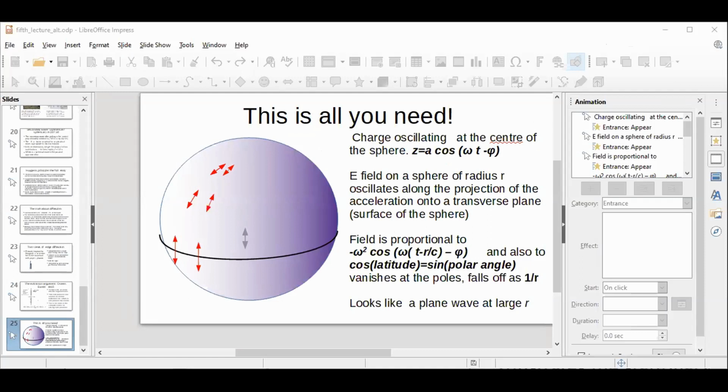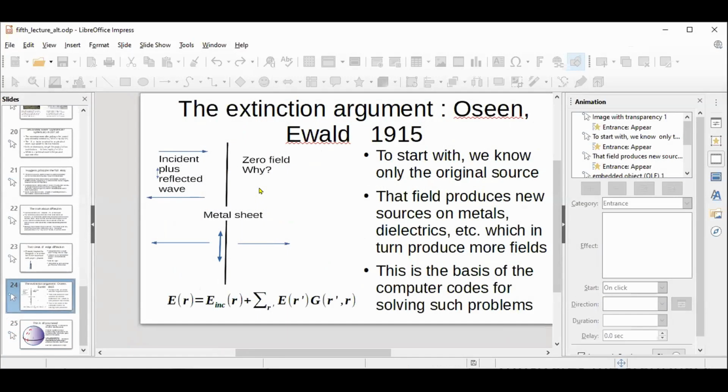Yes? Sir, I wanted to know how, in the extinction argument, the incident wave gets cancelled off to zero. I didn't get that part. Okay, let's go back. To actually prove it as a theorem, you have to have a formula for what a current here will radiate. In this case, I can give you a simple argument that for a perfect mirror with no absorption, the strength of the reflected wave equals the strength of the incident wave.